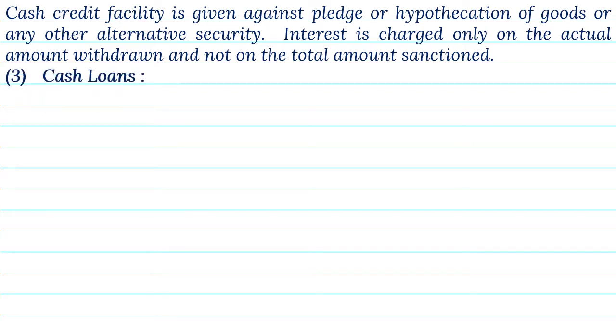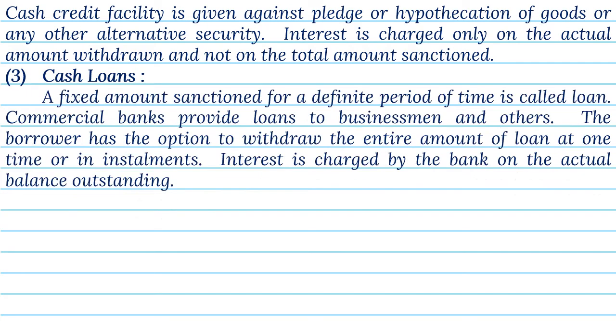3. Cash loans. A fixed amount sanctioned for a definite period of time is called loan. Commercial banks provide loans to businessmen and others. The borrower has the option to withdraw the entire amount of loan at one time or in installments. Interest is charged by the bank on the actual balance outstanding.